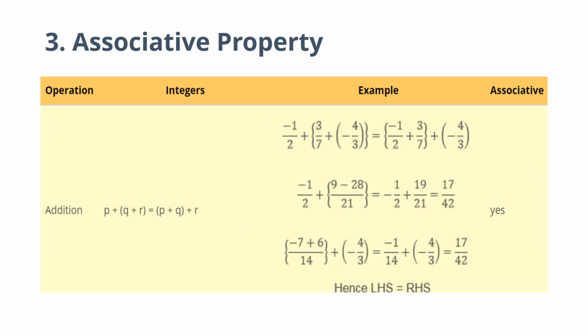Next is your associativity. This is for three numbers. Here it is written integers but it should be rational numbers. So again you have to check for three rational numbers. Here an example is also given. You will find that for addition the associative property is true. You have to take P plus Q plus R. Firstly you will put brackets over Q and R, then you are going to change the brackets from Q and R to P and Q.